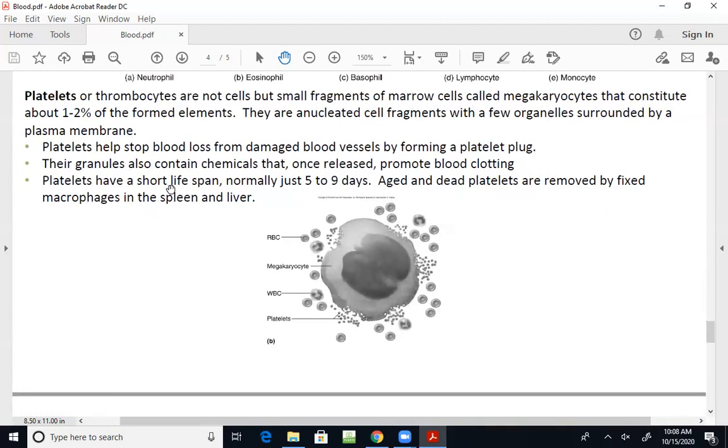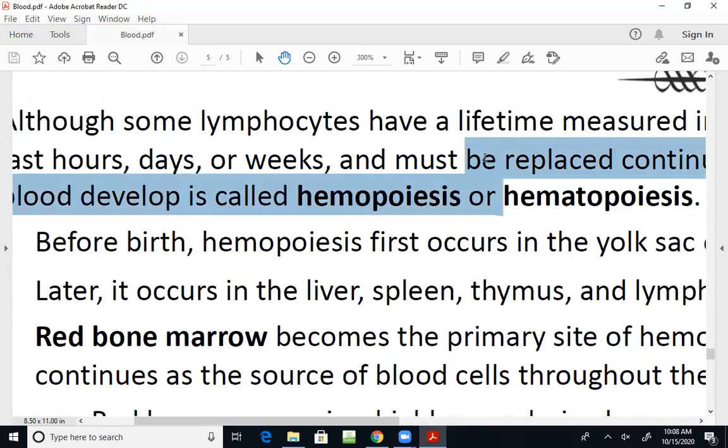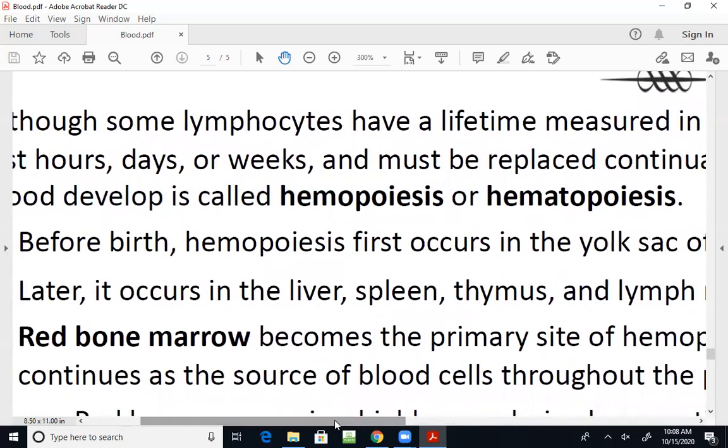They have a lifespan of about a week before needing to be removed by macrophages in our spleen and liver. But even though they're only about 5 to 9 days in length, as far as their life goes, we're producing more of them all the time, which relates to what I'm talking about on this final page, where I introduce hemo or hematopoiesis, two fancy words that mean the same thing, the production of our blood cells.